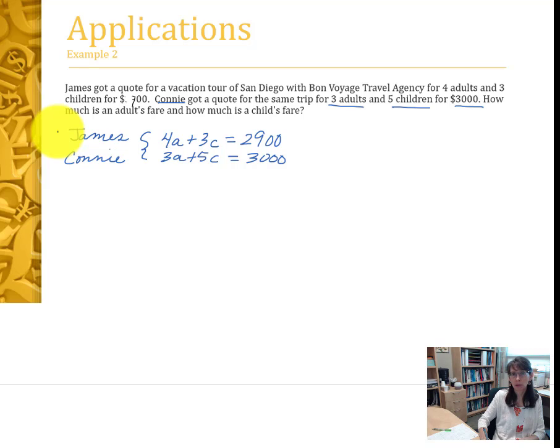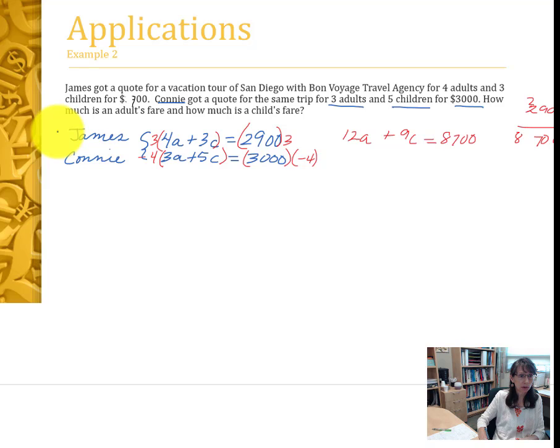So we want to figure out how we can make one of these variables eliminate. If I go back to the first equation, I could look at the 4 and 3 and notice that 4 and 3 have a common multiple of 12. So I'm going to multiply everything in the first equation by 3, and then I'll multiply everything in the second equation by minus 4. So our new equations become 12a plus 9c equals 2,900 times 3, 8,700.